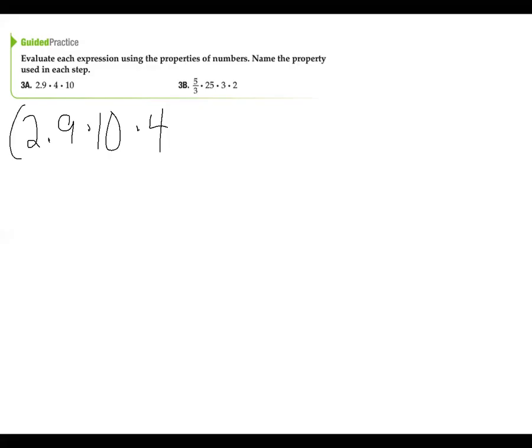Then I'm going to group the 2.9 times 10 using the associative property because 2.9 times 10, all you do is move the decimal over, in this case, one place, and that gives you an even 29 times 4. And 29 times 4, you could think of that as 30 times 4, which is 120, right? But 29 is 1 less than 30. So 30 times 4 is going to be 4 more than 29 times 4.